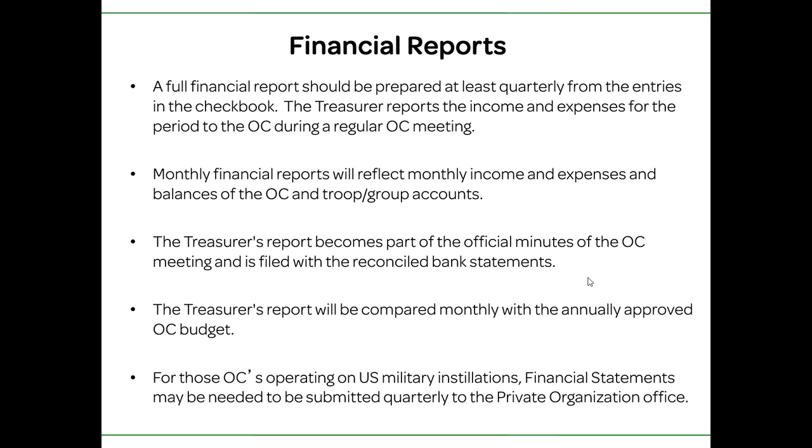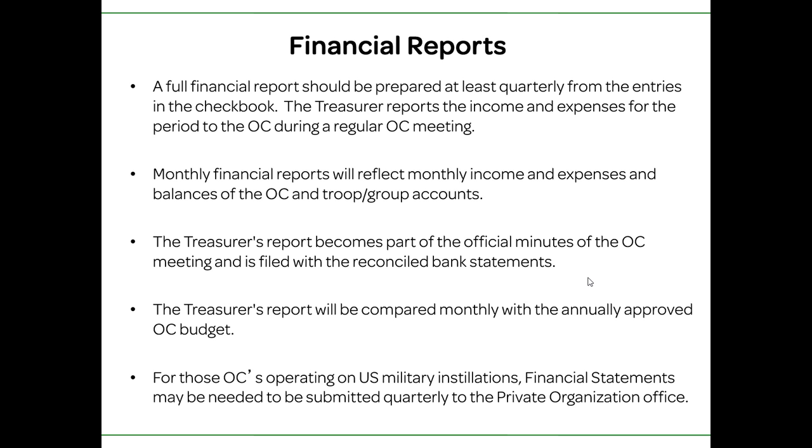Financial reports. Now, a full financial report should be prepared at least quarterly from the entries in the checkbooks. The treasurer reports the income and expenses for the period to the Overseas Committee during a regular Overseas Committee meeting. As you remember, that is part of the accountabilities on your position description. Monthly financial reports will reflect monthly income and expenses and balance of the Overseas Committee and troop group accounts.